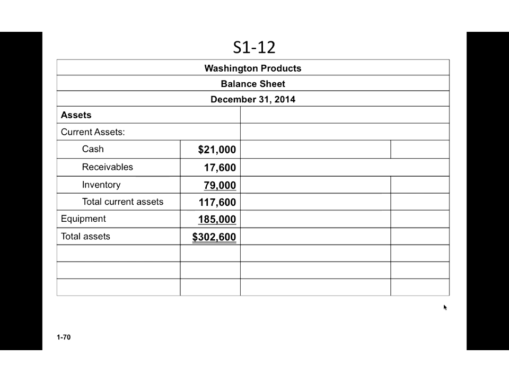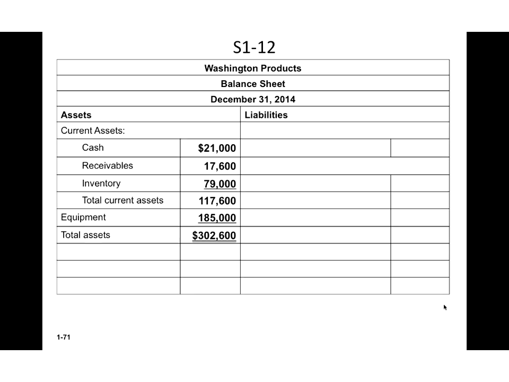Okay, next up, I'm going to do my liabilities and equity. So I finished the asset side. Notice that I put a single underline under equipment because I'm adding the two numbers above that. And my total assets, I put a double underline because I'm done.